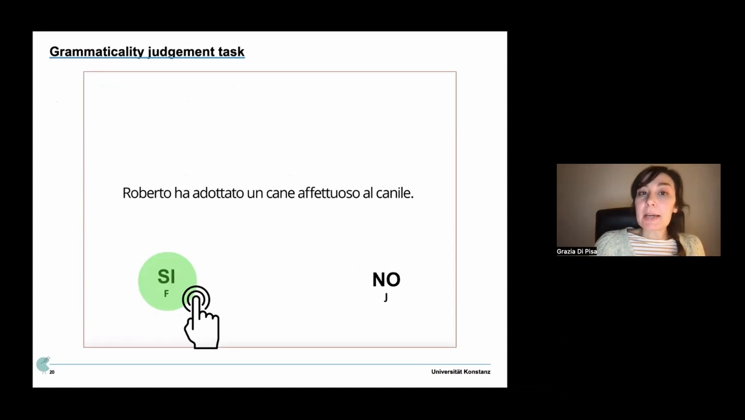This is the grammaticality judgment task. So basically they were seeing the full sentence on the screen. So, Roberto ha adottato un cane affettuoso al canile. And they were asked to say whether the sentence was grammatically correct or not. In this case it's correct, so sì.